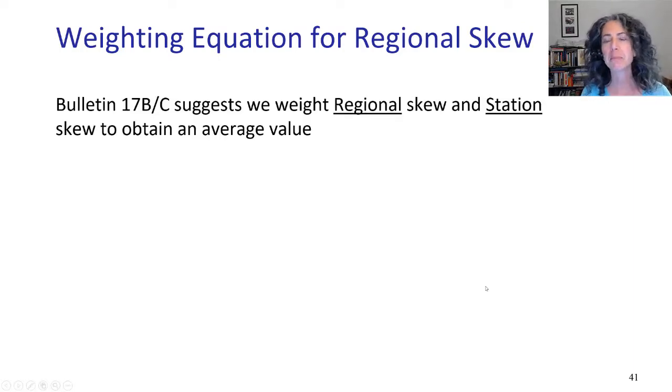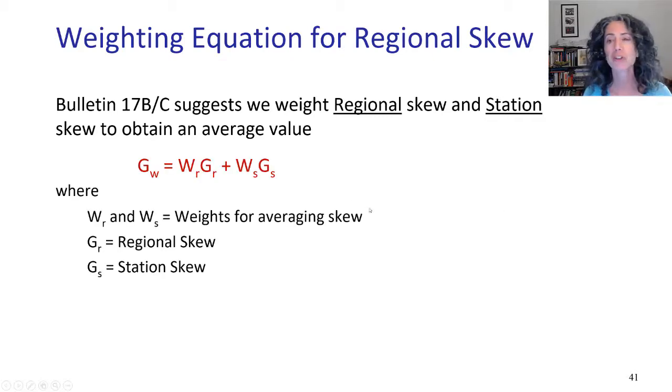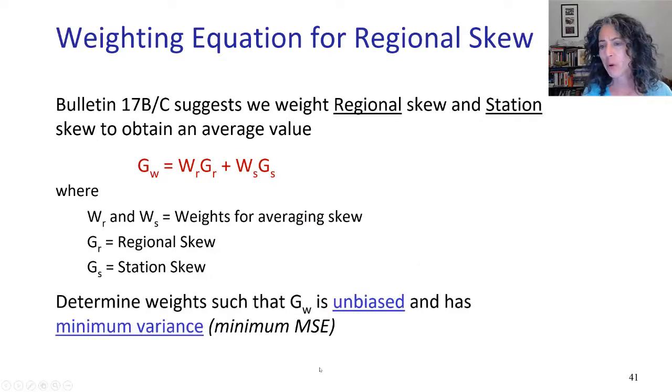Bulletin 17B suggests that we weight the regional skew and the station skew to obtain some average value. The regional skew is the value that we hope has been improved by regionalizing and bringing in information from other sites. And the station skew is going to be the value that is very specific to our watershed and the specific characteristics of our watershed. So we don't really want to use just one or the other. We want some reasonable combination of the two. So they suggested a weighted average of the regional skew and the station skew. Our task in terms of developing the weighting equation is to determine weights such that the weighted skew is unbiased and has a minimum variance.